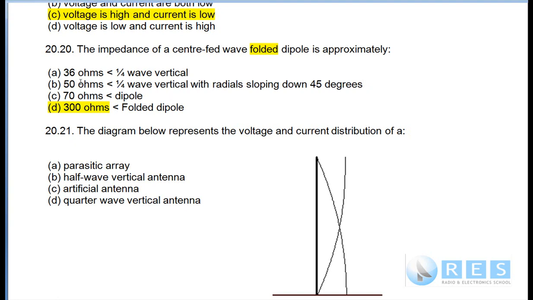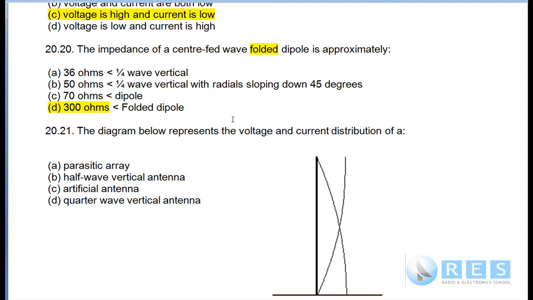You don't have to remember any others for the standard other than that. A quarter wave vertical with the radials horizontal. Quarter wave vertical with the radials sloping down 45 degrees gives you 50 ohms. Center fed dipole 70 ohms, and a folded dipole 300 ohms.